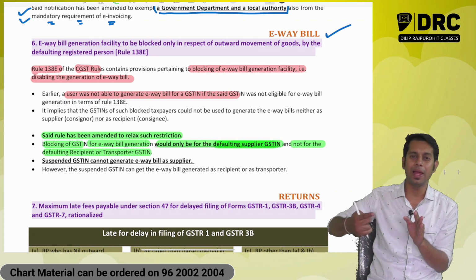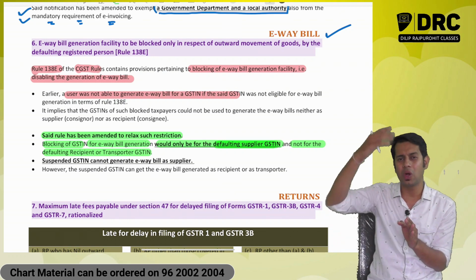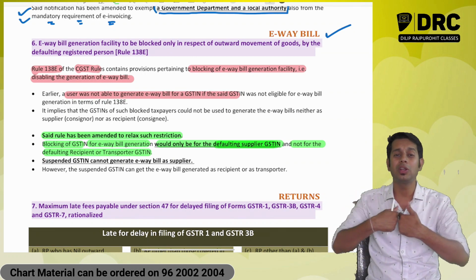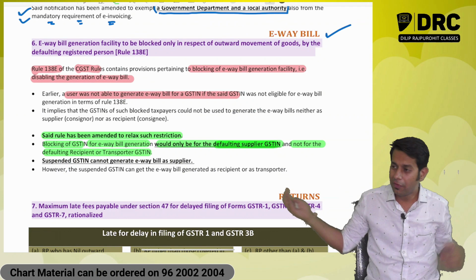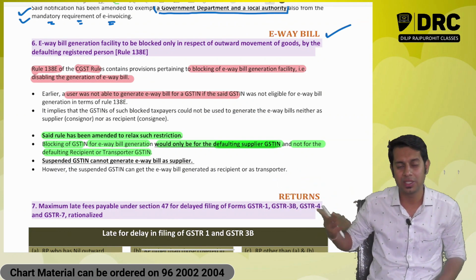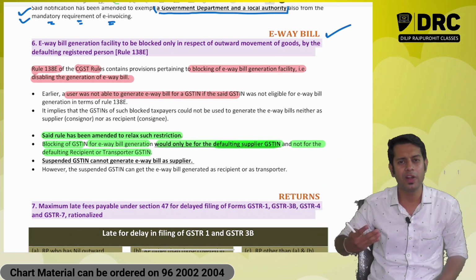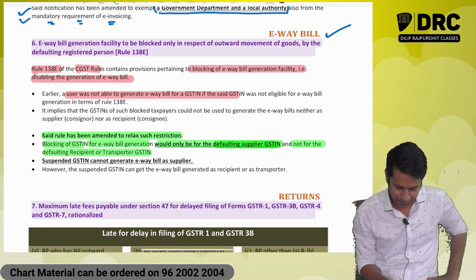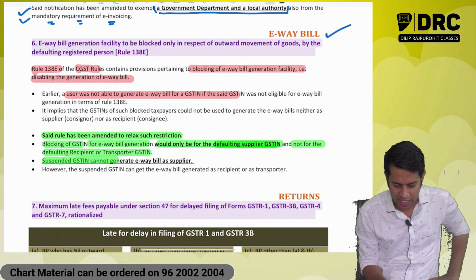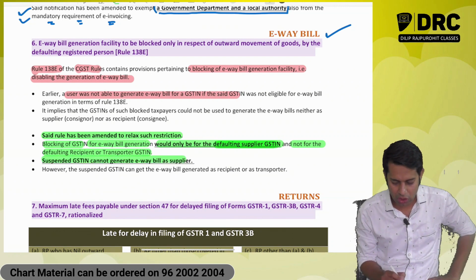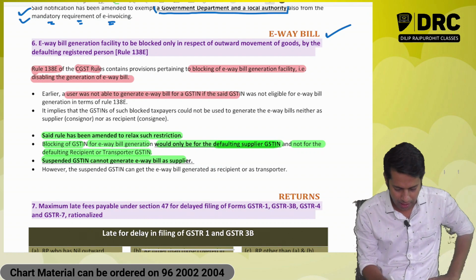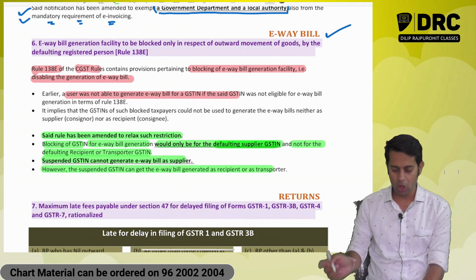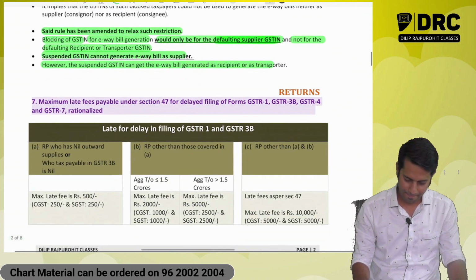If a person is supplying and he has not filed his return or has not complied with the provisions, only for his outward supply will the restriction be there. If he is making purchases, the e-way bill can be generated. If he is a transporter who has not filed a return, then also any person can generate the e-way bill in my name. A suspended GSTIN cannot generate an e-way bill as a supplier. However, a suspended GSTIN can get an e-way bill generated as a recipient or as a transporter.